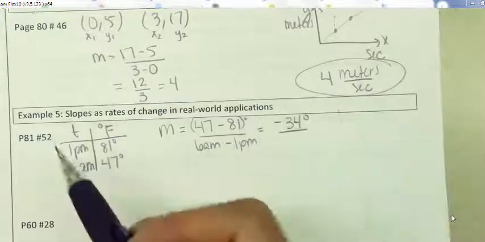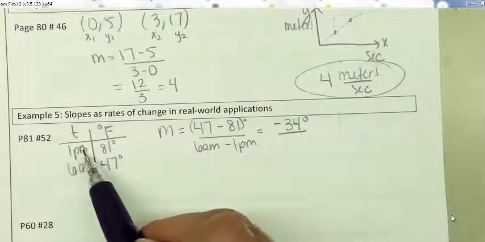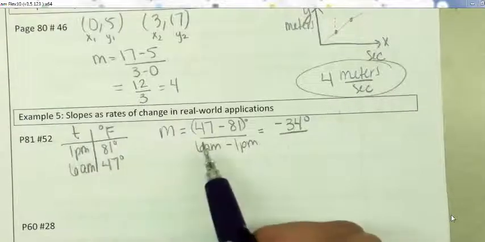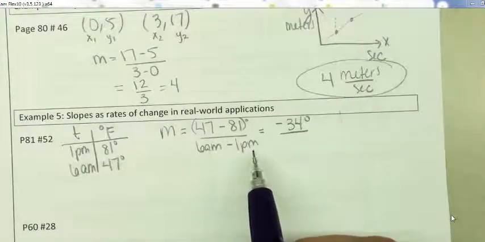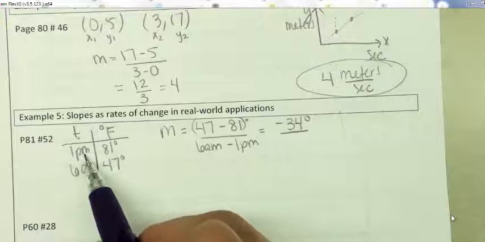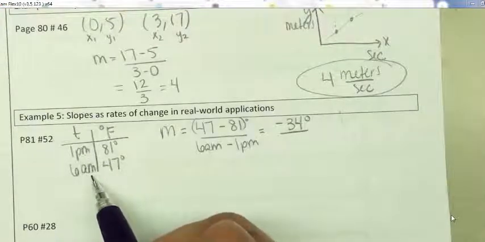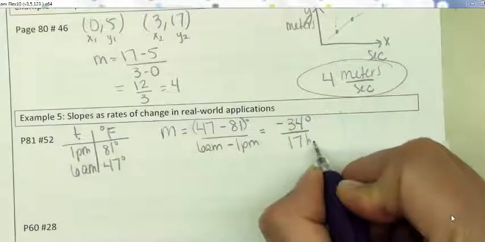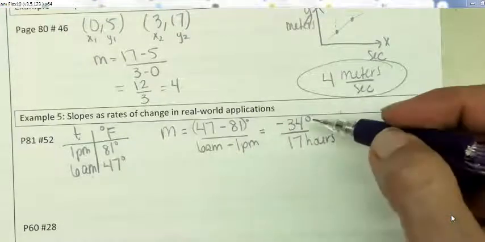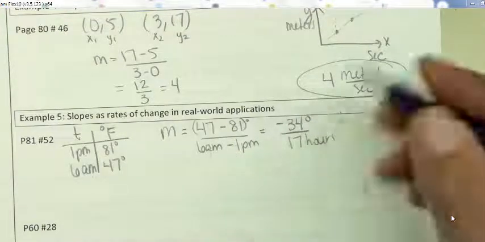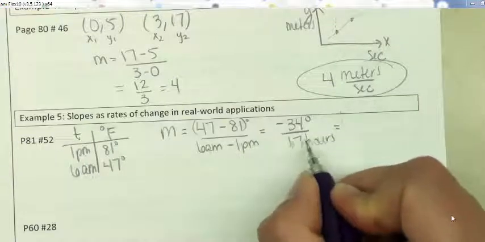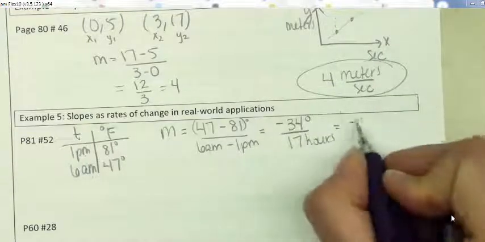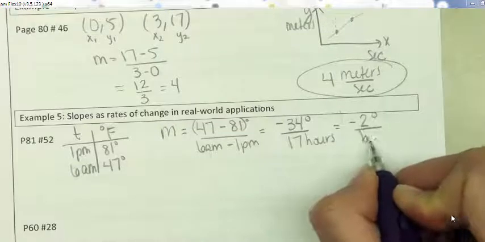Now go back here and think to yourself from 1 p.m. to 6 a.m., because you can't just do 6 minus 1, that'll give you 5. Well, from 1 p.m. to midnight is 11 hours. And then to 6 a.m., that's 6 more hours, so that's 17 total hours that have passed. So I'll put hours here. The temperature dropped 34 degrees in 17 hours, or in other words, if I divide top and bottom by 17, it dropped 2 degrees per hour.